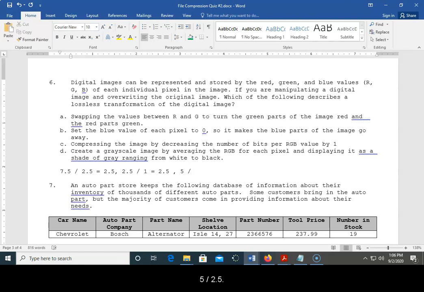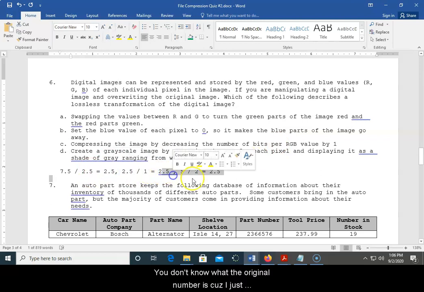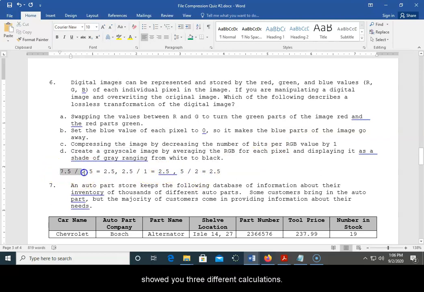5 divided by 2, sorry, I wanted to do 5 divided by 2 equals 2.5. So anytime you're given an average, you don't know what the original number is because I just showed you 3 different calculations where the average comes out to be 2.5. So when it talks about averaging RGB colors, you know that that's going to be a lossy type compression because you don't know the original values, okay?